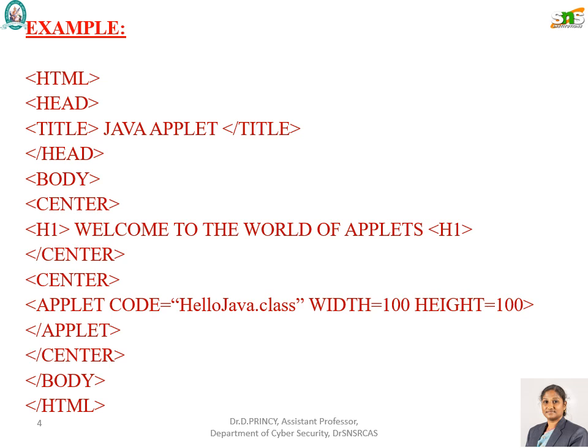As I mentioned earlier in the previous video, an HTML file contains three parts: comment section, head section, and body section. The head section only includes the title tag. The body section contains the whole details or information about the web page. In the body tag, we have to include the applet tag, which takes three attributes: code, width, and height. The code attribute takes the value as the .class file of the Java file.